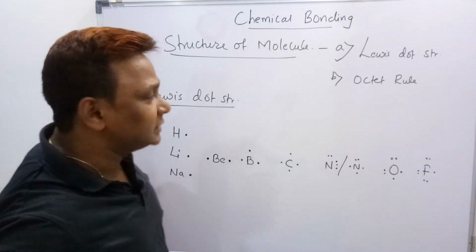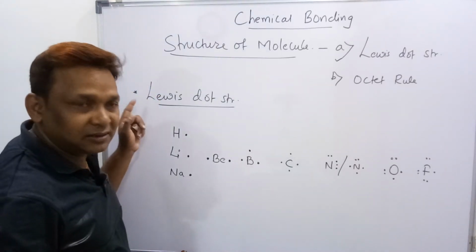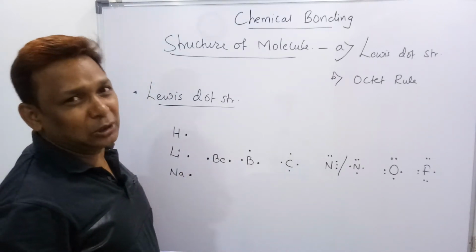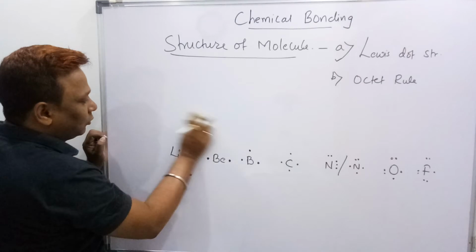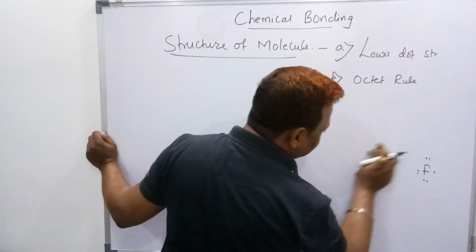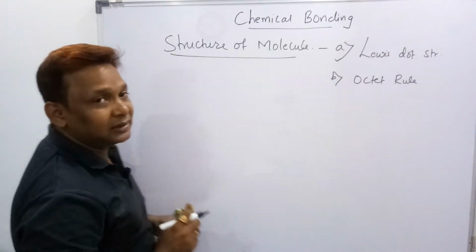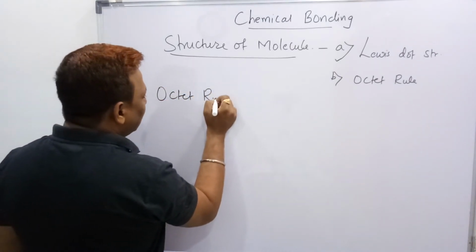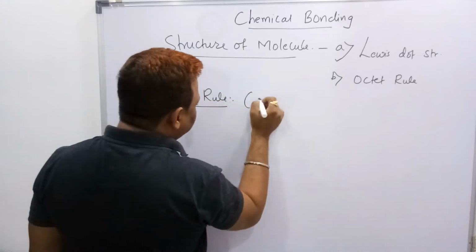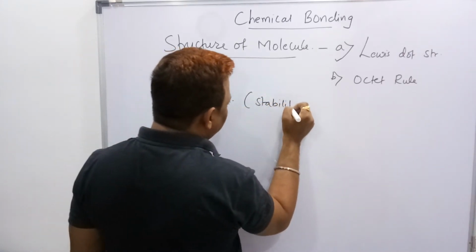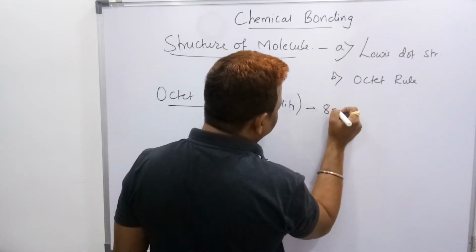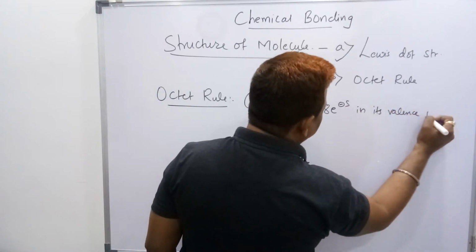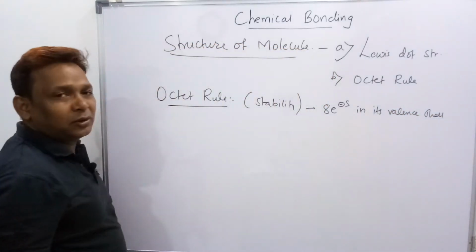Second one, what is the octet rule? My dear children, did you understand this Lewis dot structure? How to draw it? It is based on the number of valence electrons. Now the second part is the octet rule. What is the octet rule? Atoms or ions get stability if they have 8 electrons in the valence shell. Octet rule means that for getting stability, an atom or ion should have a maximum of 8 electrons in its valence shell. If it has 8 electrons in its valence shell, that particular atom or ion becomes stable.